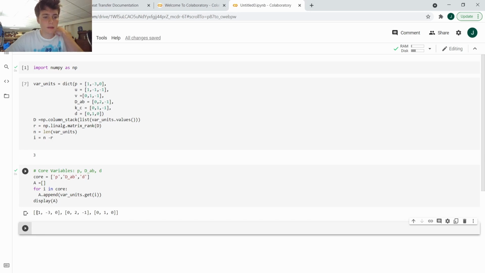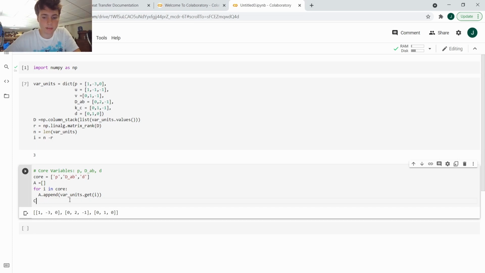First, it's a list of lists. The first list is the units for density, kilograms per cubic meter. The second one is the units for diffusivity, meters squared per second. And the third list is the units for the diameter, which is just meters. We can create a core matrix by using a column stack in NumPy.